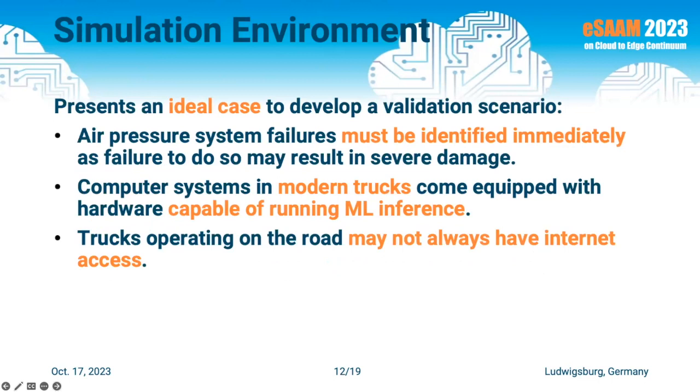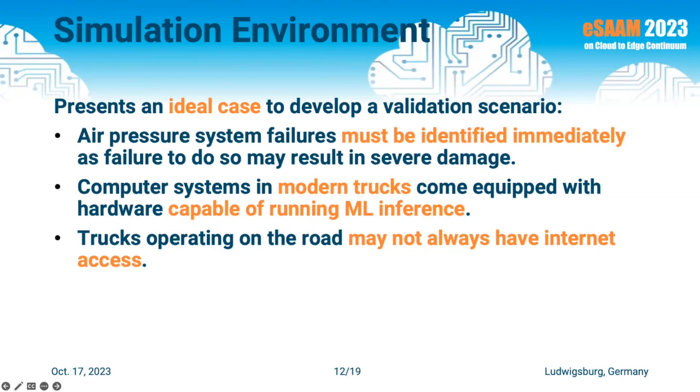The reason why we chose this data set was because it presents an ideal use case for a simulation environment that we would need to make. If there's an air pressure system failure in a truck, those kind of issues need to be identified pretty much immediately. And most computer systems in modern trucks are already capable of performing machine learning inference. And if it's a truck that's on the road doing transport, delivery, whatever, it might not always have access to the internet.